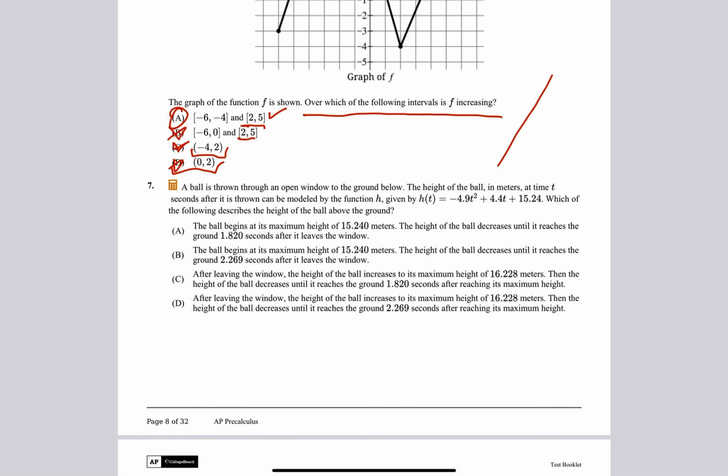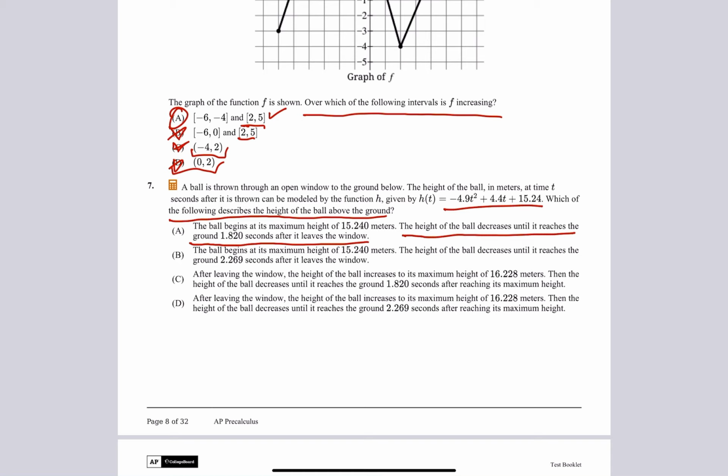So a ball is thrown through an open window to the ground below. The height of the ball in meters at time t seconds after it is thrown can be modeled by the function h, given by h of t, which equals the following. Which of the following describes the height of the ball above the ground? Well, the ball begins at its maximum height of 15.240 meters. The height of the ball decreases until it reaches the ground 1.82 seconds after it leaves the window. Is that correct? Well, you do need Desmos.